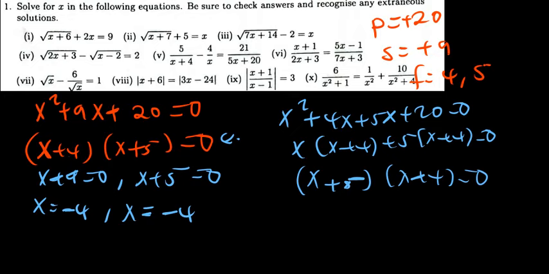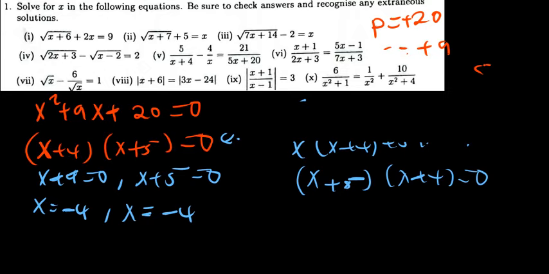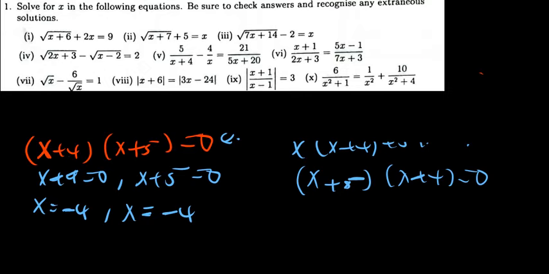Okay, now after finding the answers, plug in the values. Try to see if you're going to have extraneous solutions. Okay, so let's see. If x is negative 4, or another one is supposed to be negative 5, anyway, sorry, negative 5.